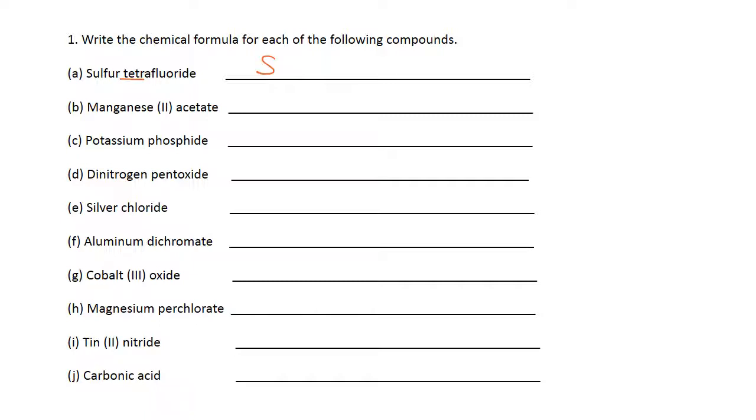Sulfur is S. Tetra means 4, and the anion, or actually, sorry, it shouldn't be anion in this case. The non-metal is going to be fluoride. So it's going to be SF4.